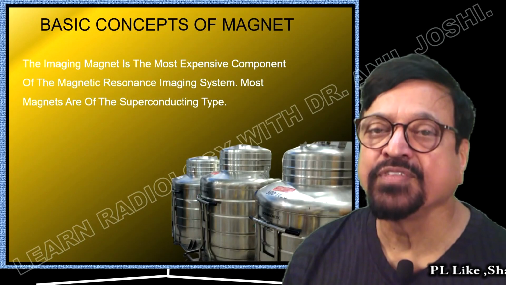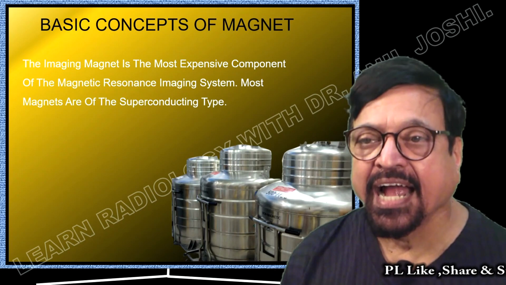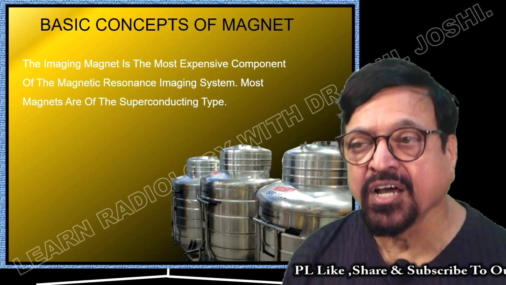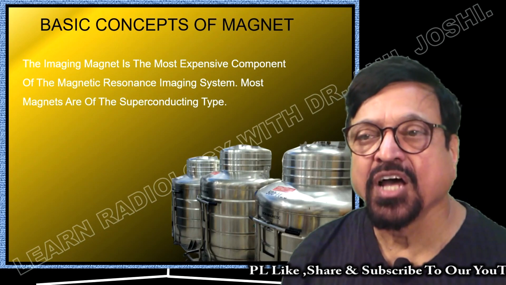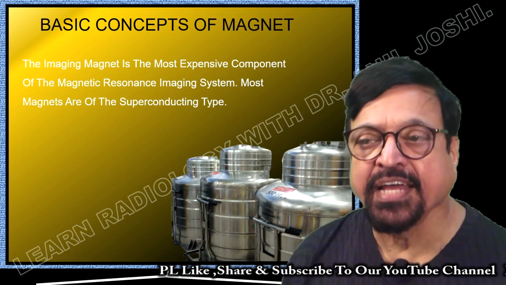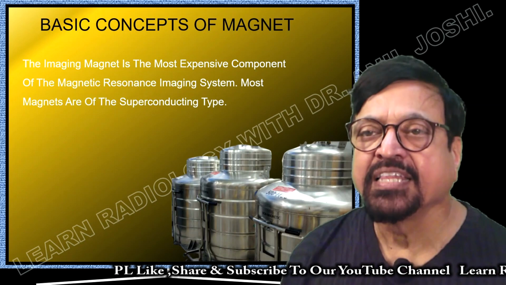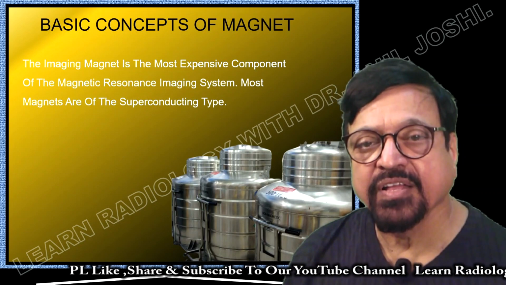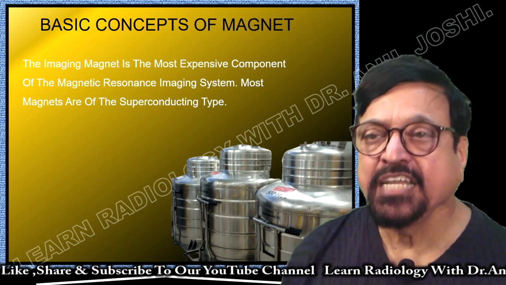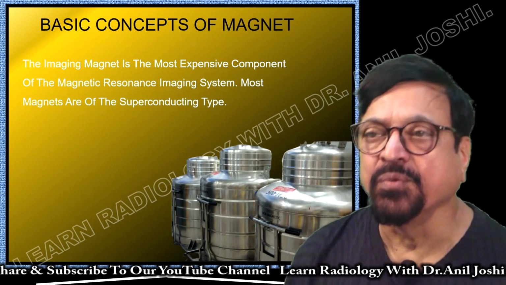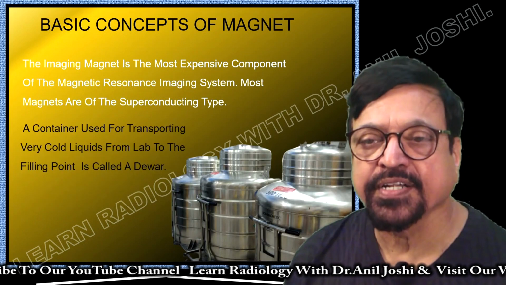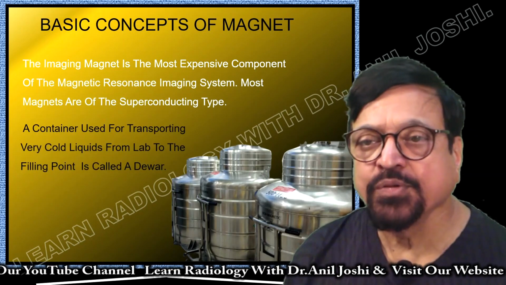The heart of the MRI machine are the magnets, and the magnets need helium. So right from the basic, if we want to go, we have to learn from where helium comes, how it comes, and how it is filled. This is going to be very brief in this lecture. Now more detail we are going to cover magnetic coils. Now the imaging magnet is the most expensive component of the magnetic resonance imaging system, and most of the magnets are of superconducting type. Now they need to be filled with helium.